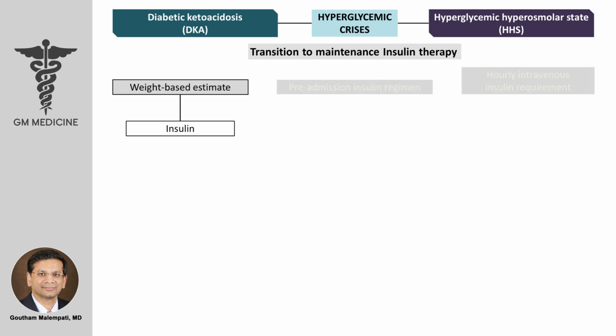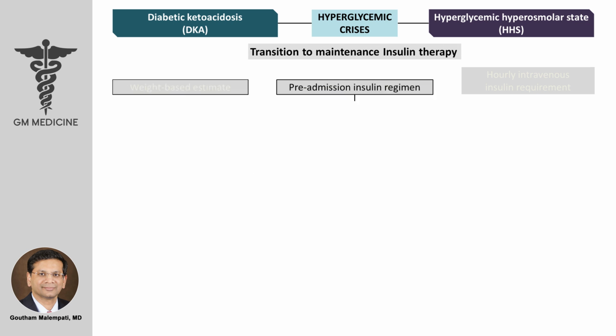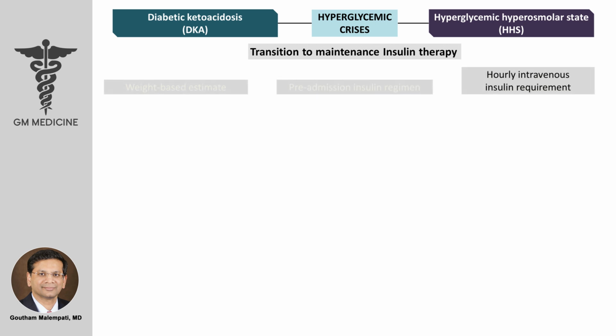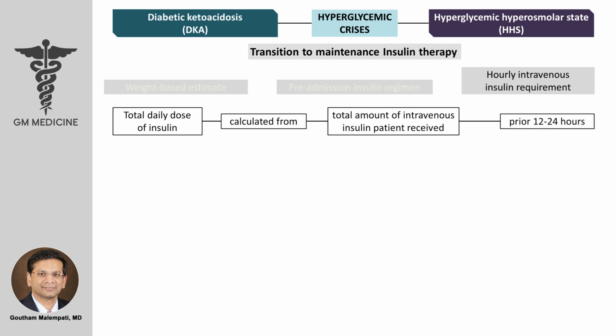Weight-based estimate. Insulin can be given in a dose of 0.5 units per kg per day, or the dose can be reduced to 0.3 units per kg per day for those with risk factors for hypoglycemia. Pre-admission insulin requirement. Consider total daily dose of insulin based on the dose prescribed as an outpatient prior to the admission. Hourly intravenous insulin requirement. Total daily dose of insulin can be calculated from the total amount of intravenous insulin the patient received in the prior 12 to 24 hours.